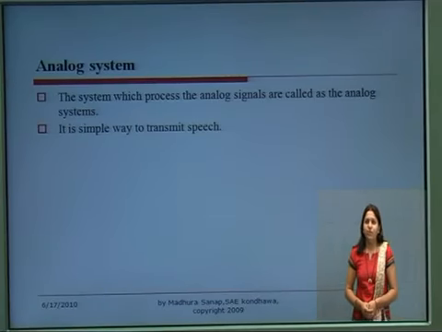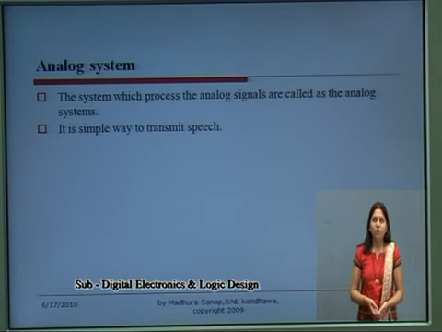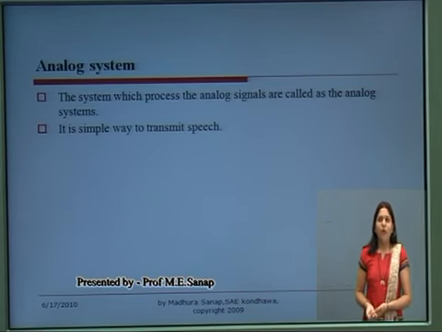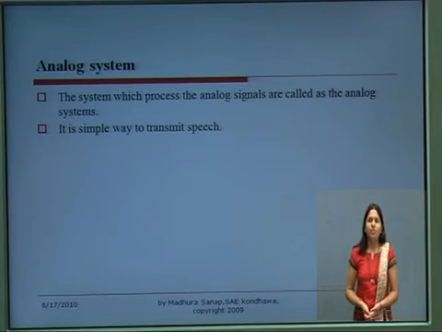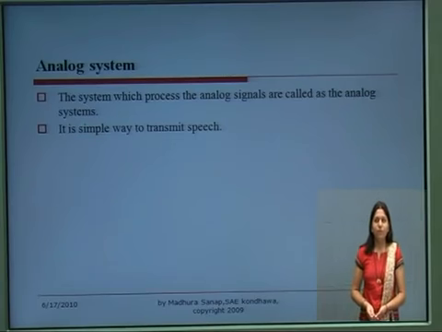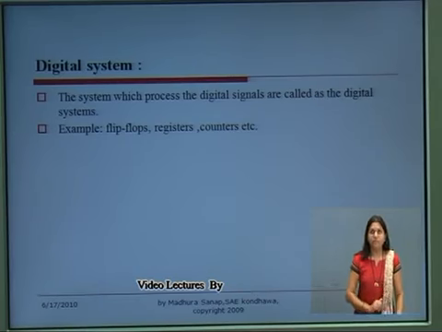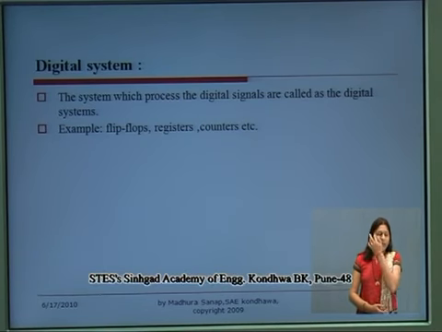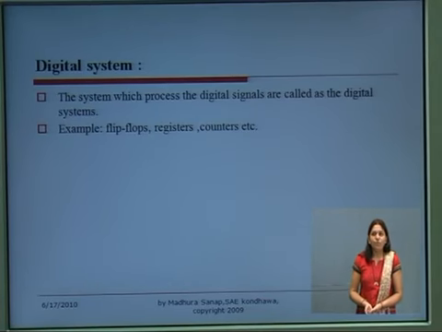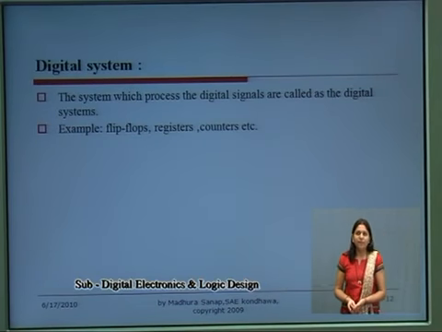And what is an analog system? Right now we know what a digital signal and an analog signal are. The system that processes analog signals is called an analog system. Whatever we have as a telephone conversation is an example of an analog system. Simply put, the system that includes analog signals is nothing but your analog system. What about a digital system? The system which processes digital signals is called a digital system. For example, flip-flops, registers, counters, all these are examples of digital systems.